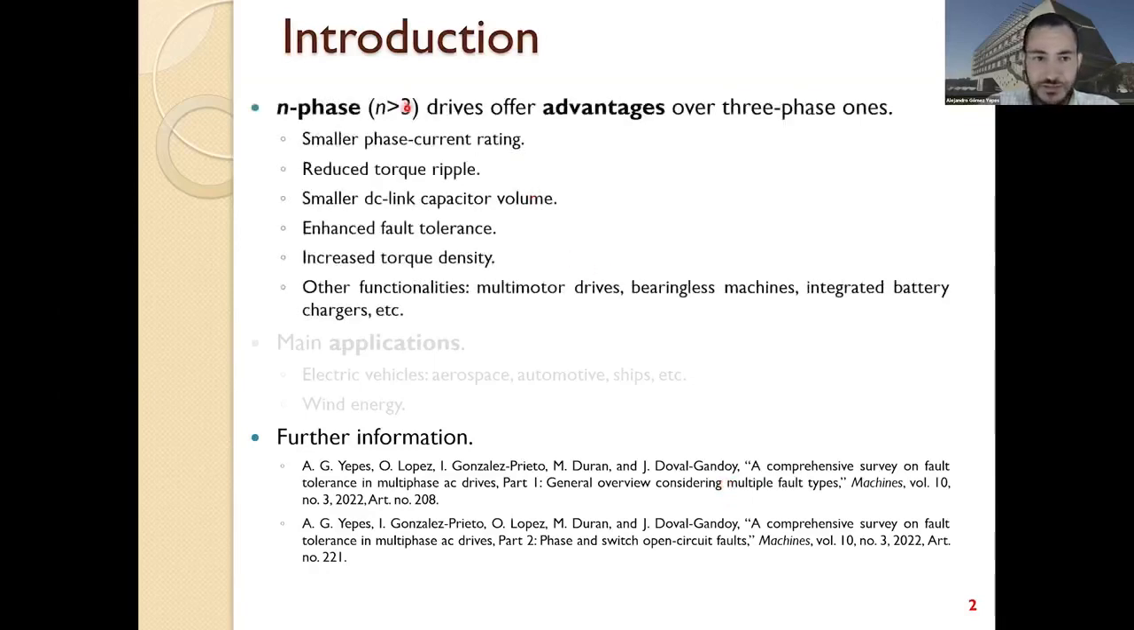Multi-phase machines are those with more than three phases, and they present many benefits over three-phase machines, for example, a smaller current rating for the same voltage and power rating, as well as reduced ripple in the torque and in the DC link voltage. Thanks to the additional degrees of freedom, these machines permit a higher degree of fault tolerance and a higher torque density. They also enable other functions that are in principle not easy to obtain with three-phase machines, like multi-motor drives, bearingless machines, integrated battery chargers for electric vehicles, etc.